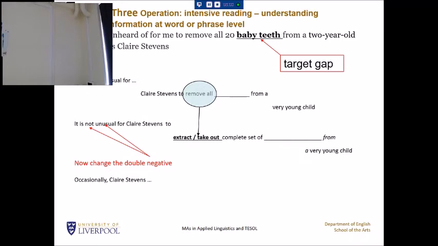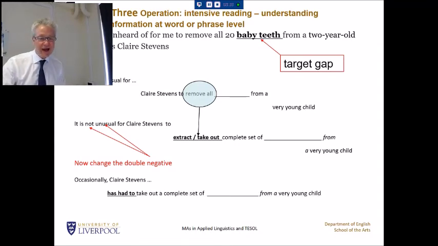Does she want to take them out? So we need another sense in there as well. A yes? Had to. So occasionally Claire Stevens has to every day or in the past? Has had to. Occasionally Claire Stevens has had to. Has had to. Grammar lesson here. Has had to take out, and now see what else I've done here.